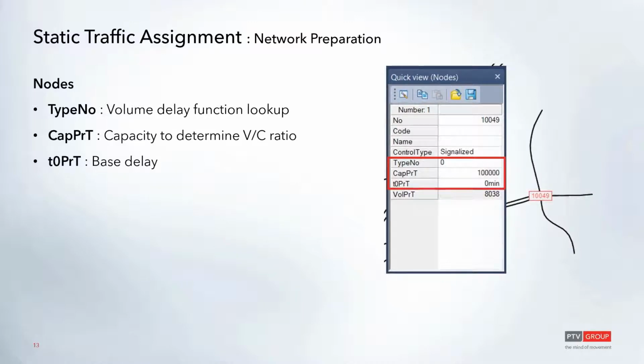And then for the nodes, those also have another volume delay function lookup associated with the type number, as well as the capacity and base delay. And the nodes and turns are kind of unique. We'll talk about that next, but which delay option gets utilized will be based on the node setting for the volume delay function.